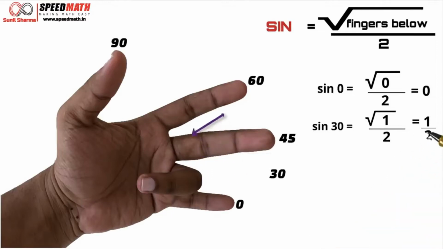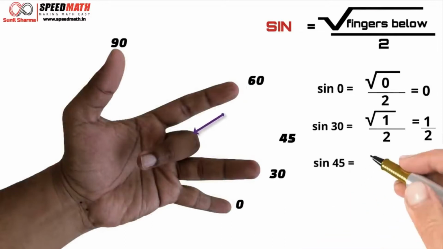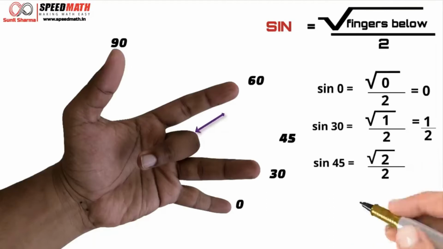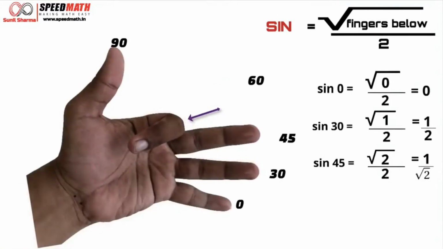Let's find sine 45. Now below middle finger there are two fingers, so as per the formula sine 45 will be square root of 2 upon 2. So if you rationalize that, that is if you multiply and divide by square root of 2, you will get 1 upon square root of 2. So sine 45 is 1 upon root 2. Let's find sine 60. Now if you see below index finger there are 3 fingers, so as per our formula sine 60 will be root 3 upon 2.